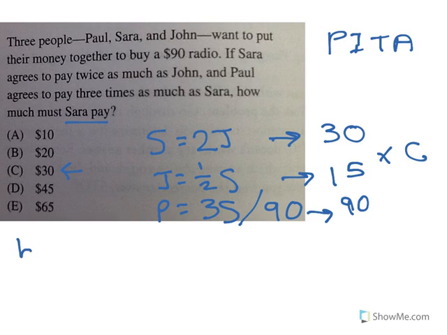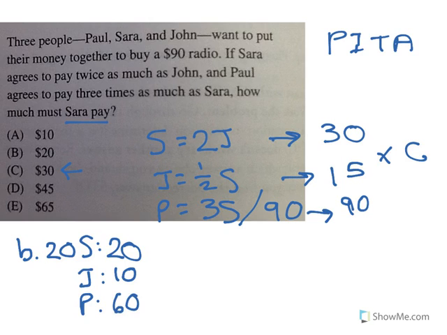I'm going to try B, which is 20. So that would mean Sarah pays 20. John pays half of Sarah, so he pays 10. And Paul pays 3 times what Sarah pays, which is 3 times 20 is 60. If I add those all together, it makes 90, which is what we want. Therefore, the answer is B.